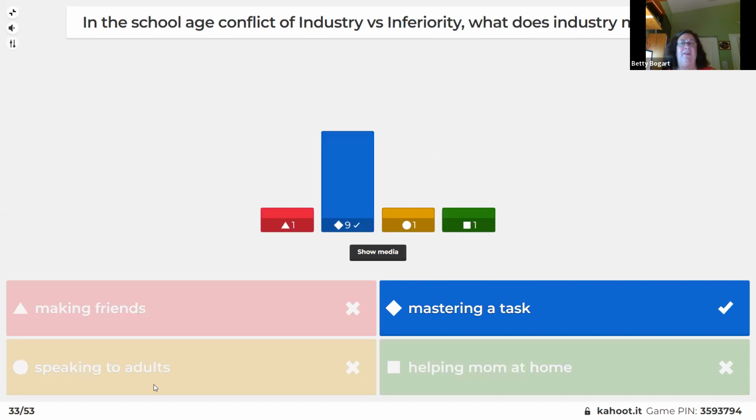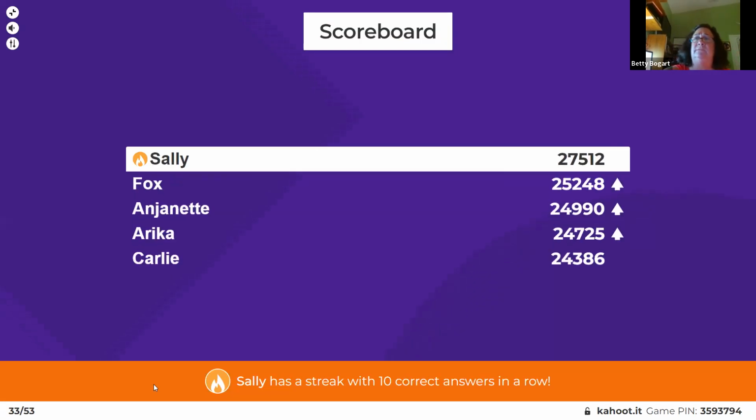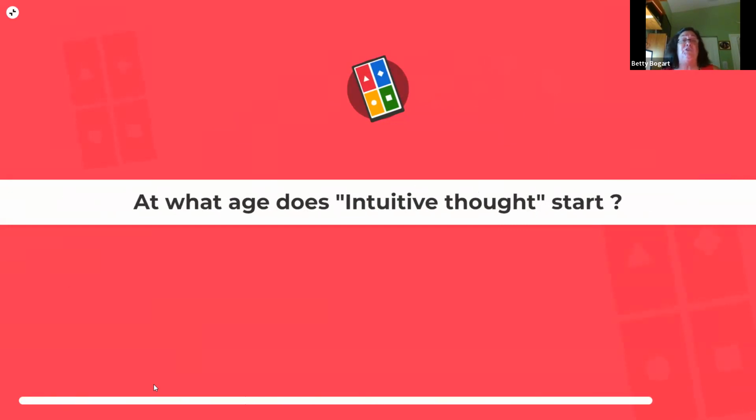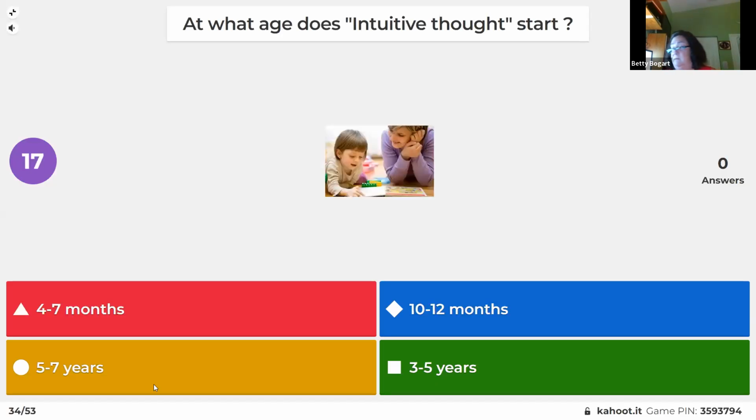Remember, industry is whatever they can do well. It's mastering a task, whatever it is, whether it is sports, schoolwork, cooking, or musicality, whatever it is, they master it and do it well. It makes them feel good.